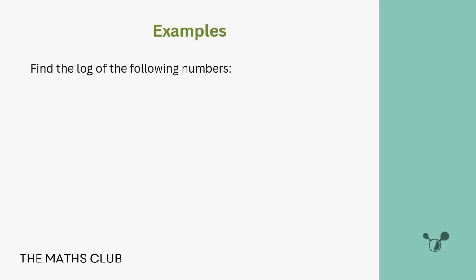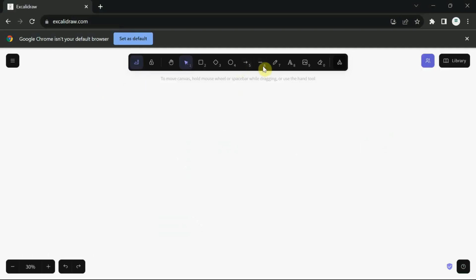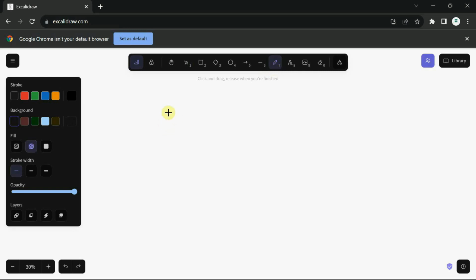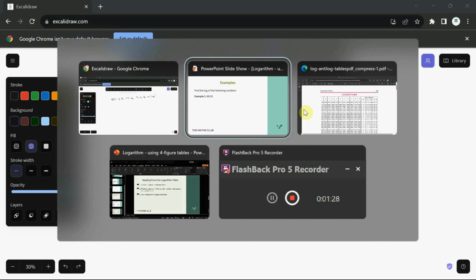The first example says that we should find the log of the following numbers. So this number is 69.23. To find the log of 69.23, I'll first write 69.23 in standard form. That will be 6.923 times 10 raised to the power of 1, because I moved the decimal point one place. Then the next step says that we should find the logarithm of the number portion, and this is the number portion, 6.923. Let's see how we're going to look for it in the logarithm table.